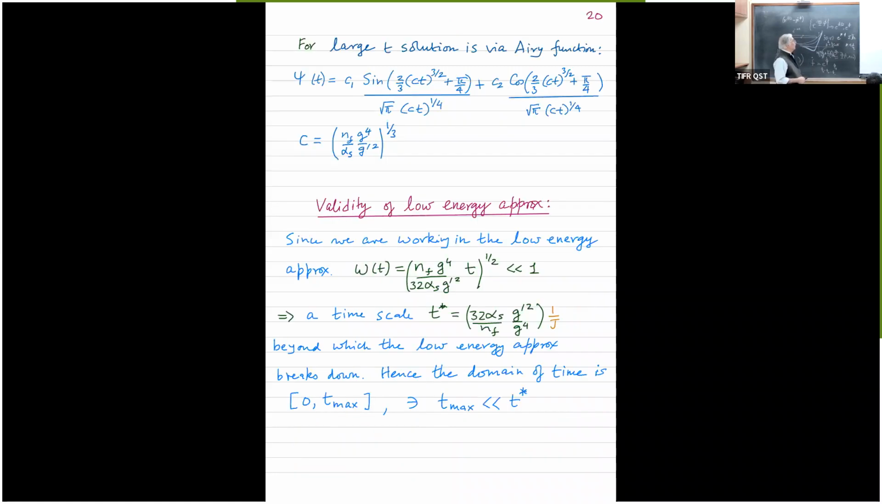So what do you do? This is a solution of course. This is also a solution as it goes along. But we need this omega to be much less than 1 in units of J. Now I told you, we are in the low energy approximation. Omega must be much less than J. So this means basically that there is some time beyond which we cannot go in the low energy approximation. Therefore there is some maximum time in which you should work, which is much less than this T star. And how to achieve that now?